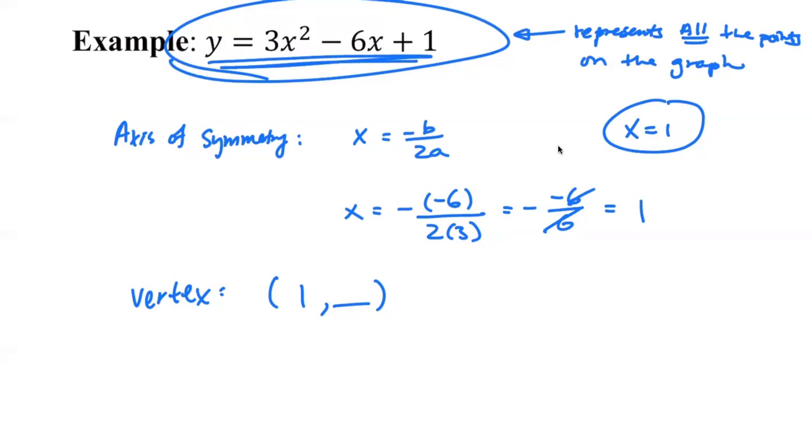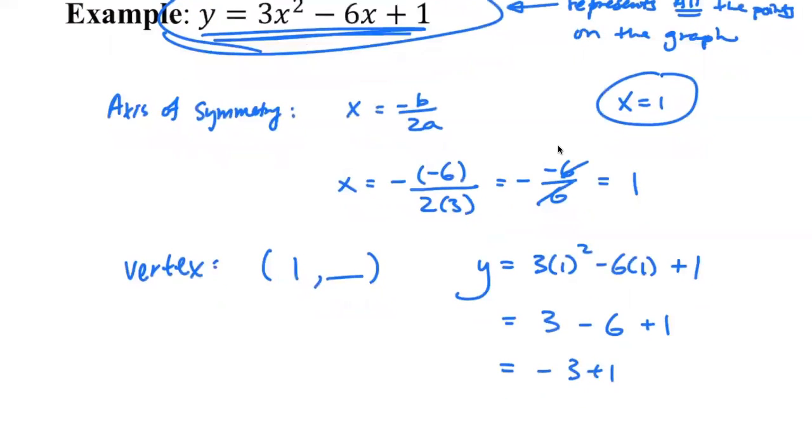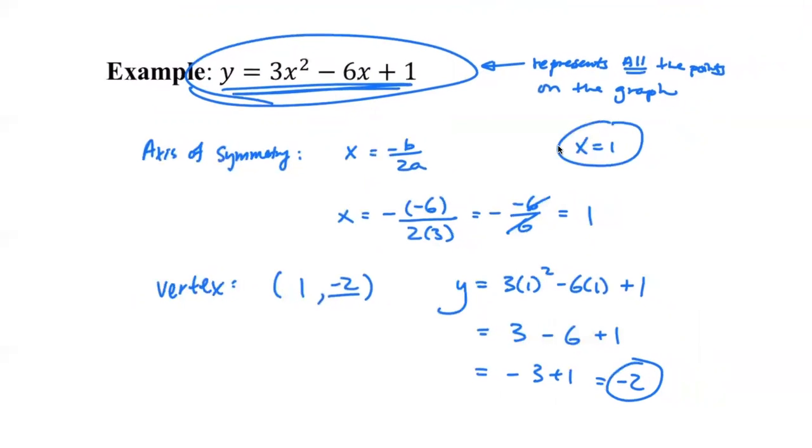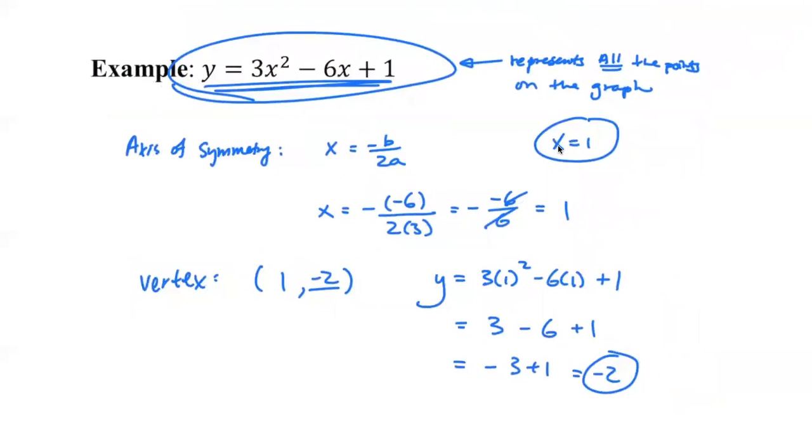It's just a matter of how easy or how difficult it is. So what we can do is simply put in the 1 for all the x's, and we find out what y is. So we have 3 minus 6 plus 1. 3 minus 6 is -3. -3 plus 1 is -2. So (1, -2) is our vertex. See how easy it is. Very, very straightforward. So that's really it for the new information: using the standard form to find the axis of symmetry and vertex.